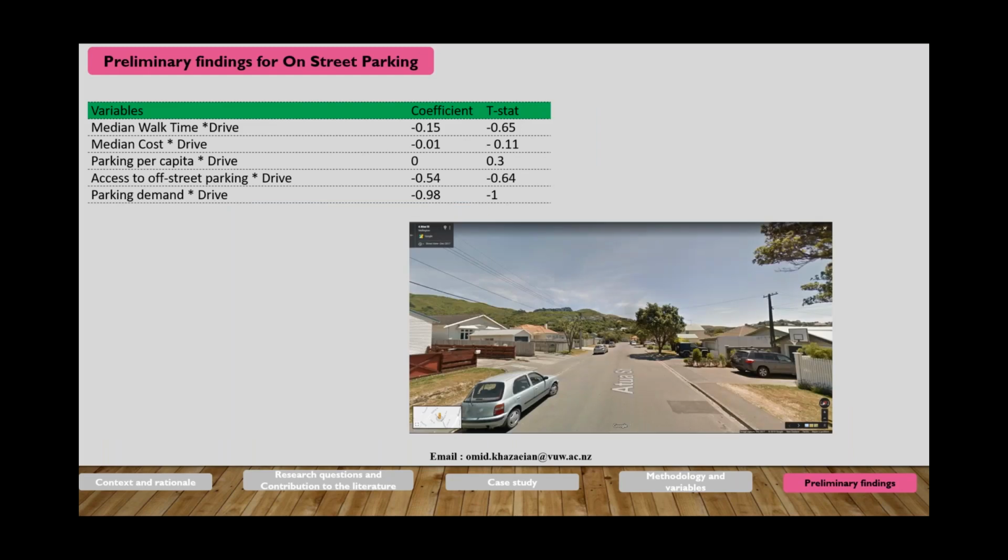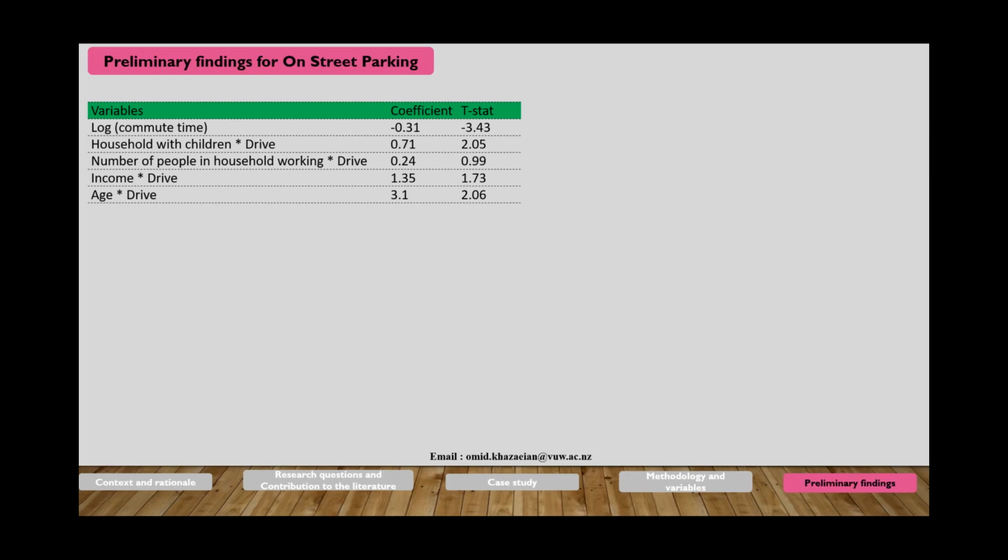Okay, the second subgroup is commuters who work outside the Wellington coupon area. Abundant free on-street parking is available for them to park their cars. Because of this abundant parking, and very little demand on it, as you can see from the results, parking is not a big issue for them when deciding on commute mode. Instead, their decision on commute mode, and specifically driving, could be explained by some demographics. For example, having children has a positive impact. Also, income plays an important role here, and also the age of the driver.